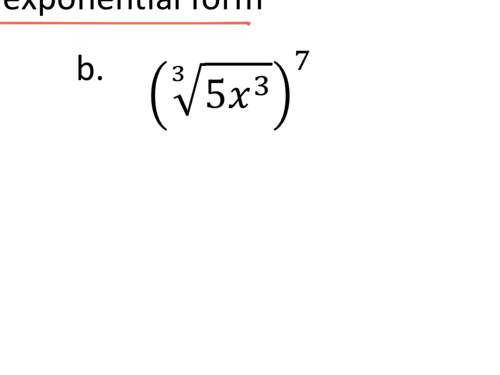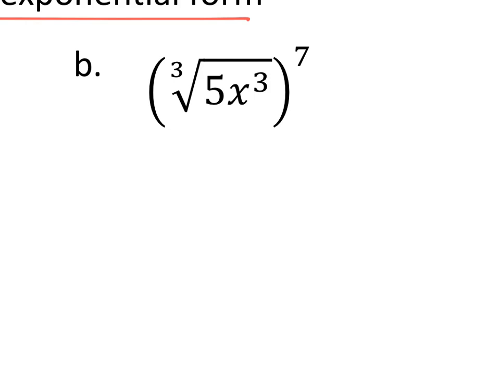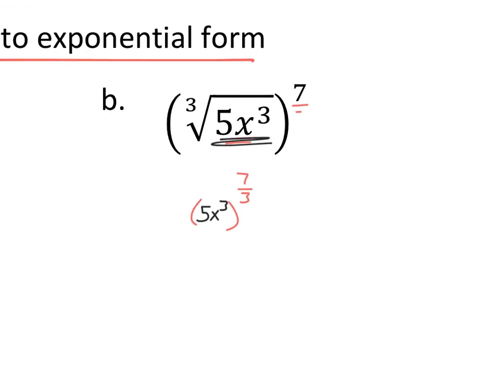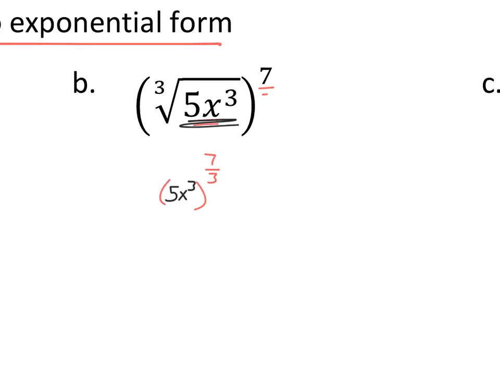Go into the second one. I'm going to rewrite it. Notice there's more than one thing on the inside of the radical here, so I'm going to have that in parentheses. The shared exponent is 7 over the index, which is 3. And silly me, I completely forgot to write the stuff that was on the inside: 5x to the third. Now you can also simplify this in other ways, but the goal of these particular examples is just to switch the form. So that's all we're going to do for this example.